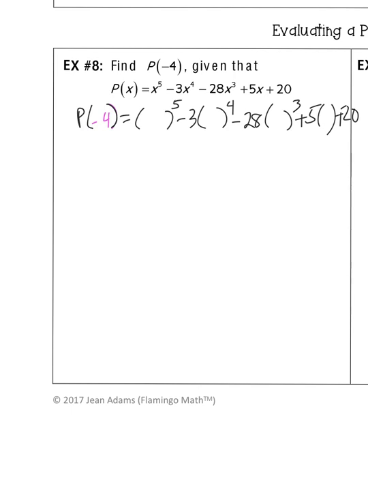All right, so I would have to put in a negative 4 here, here, here, and here. Well, if I have a calculator, that's not a big deal. I can just put this in my calculator exactly as I see it.